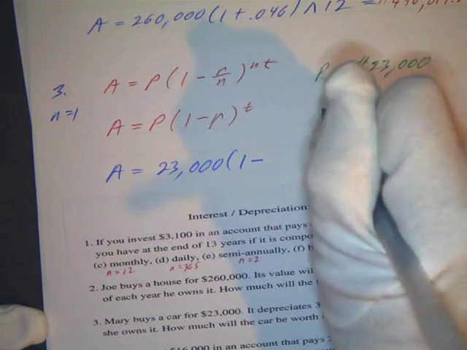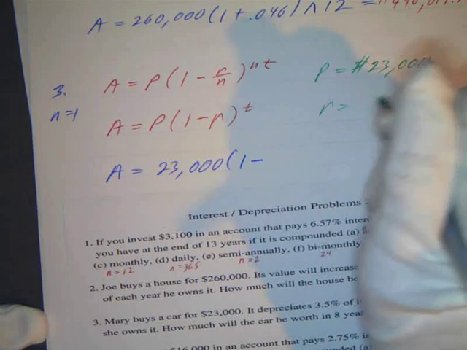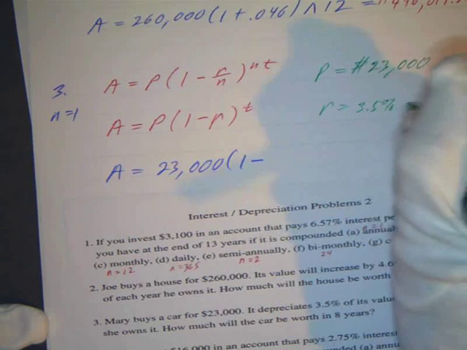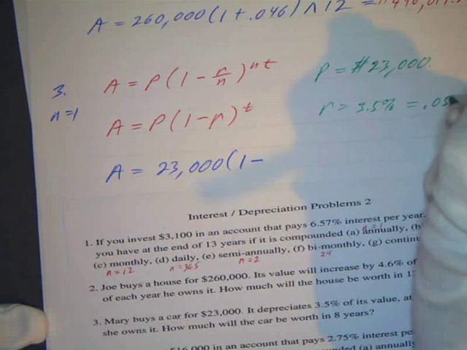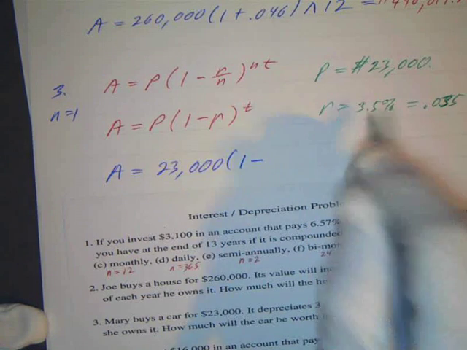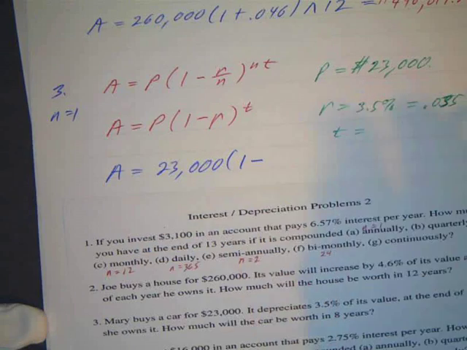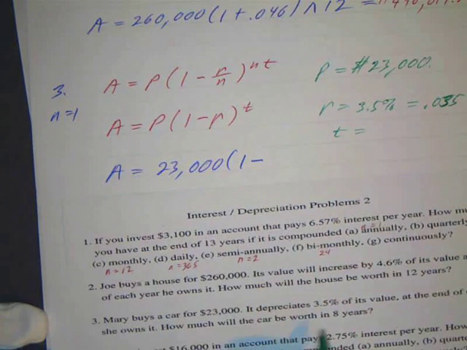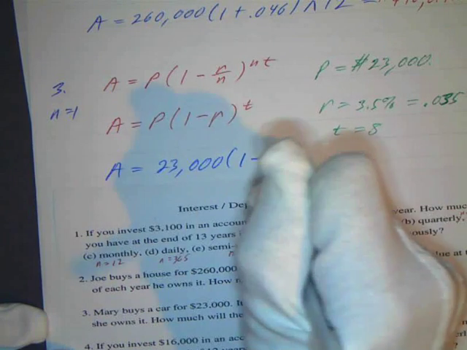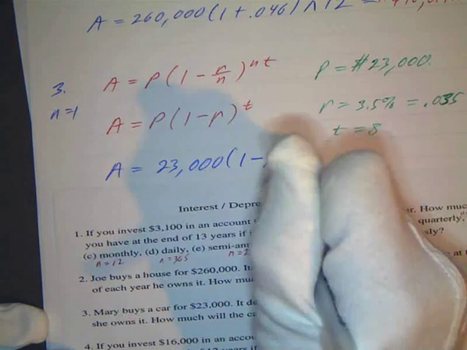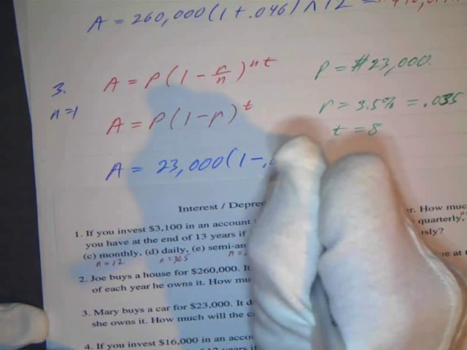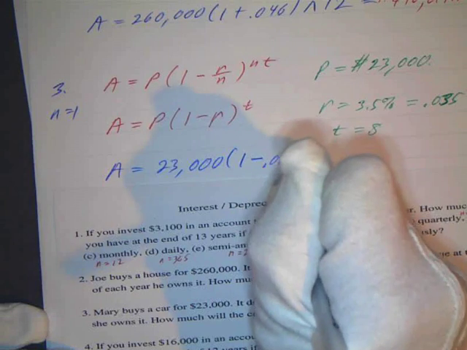My rate was equal to 3.5%, which is 0.035. Move that decimal point 2 places to the left, and the time is equal to 8 years. So there we go. So we'll put this minus 0.035 to the 8th power. So there's your data in your formula.